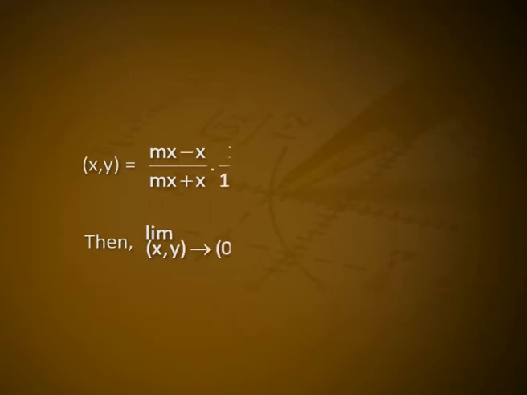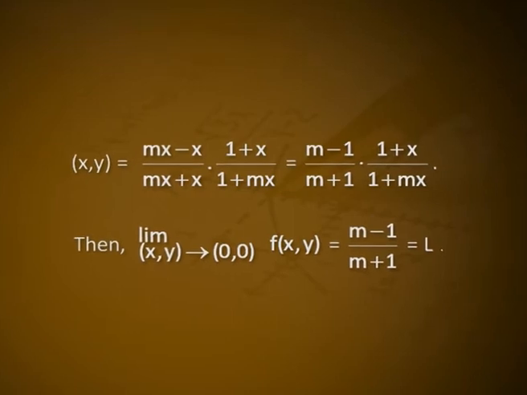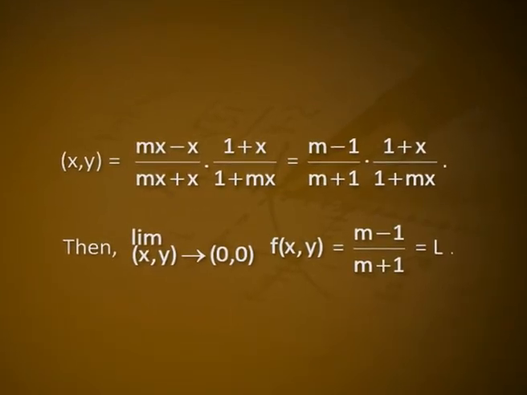Consider the straight line approach path to (0, 0). Corresponding to the lines y = mx through (0, 0), we have f(x, y) = ((mx - x)/(mx + x)) * ((1 + x)/(1 + mx)), which is equal to ((m - 1)/(m + 1)) * ((1 + x)/(1 + mx)). Then the limit of f(x, y) as (x, y) tends to (0, 0) equals (m - 1)/(m + 1) = L. The value L depends on the slope m. This shows that the limit value will not be the same for two different straight line approach paths to point (0, 0). So, the given function has no limit at (0, 0).